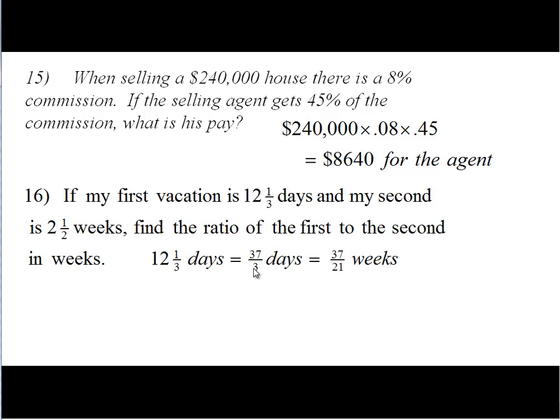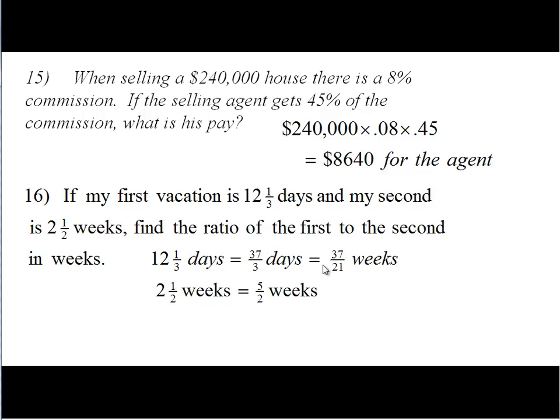Okay, then there are 7 days in a week, so we have to divide by 7, so we've got to put 7 on the bottom. 3 times 7 is 21, so there's really a 21 on the bottom now to convert it to weeks. So we have 37/21 weeks, and we want that ratio to 2.5, so 2 times 2 is 4 plus 1 is 5 halves weeks.